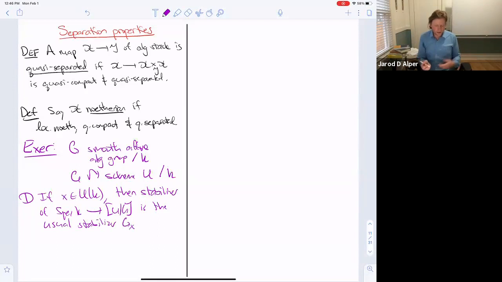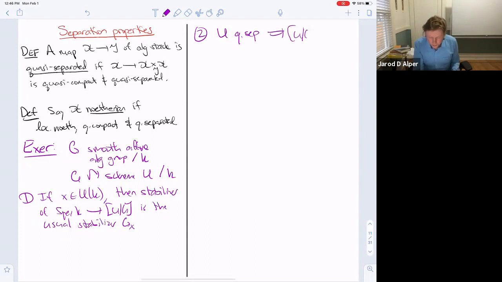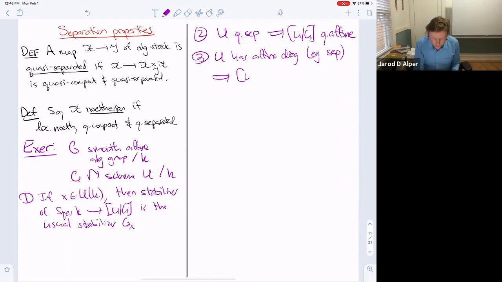So in other words, our notation is motivated by and consistent with equivariant geometry. And two is that as long as U is reasonable, say quasi-separated, then the diagonal of U mod G is quasi-affine. The important hypothesis here is that we're assuming G to be affine to begin with. So as long as U is reasonable, the quotient should have this property, and moreover, if U has affine diagonal, like separated, for instance, then the quotient has affine diagonal.